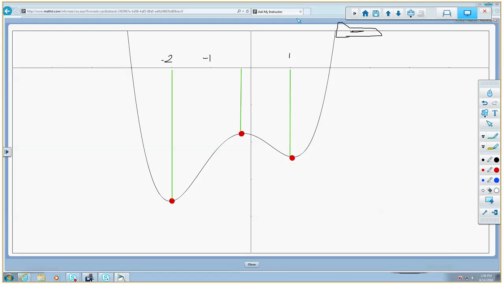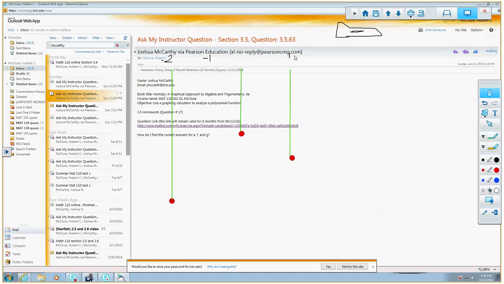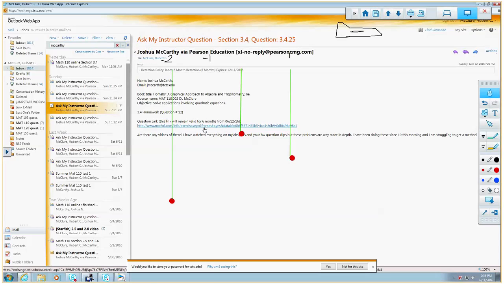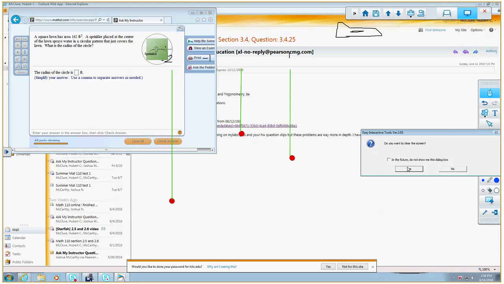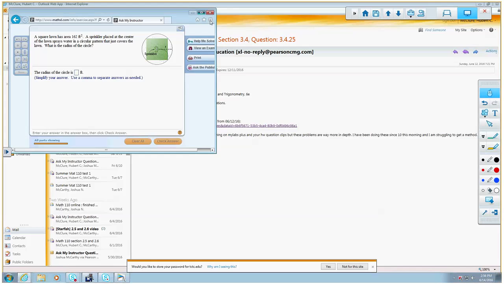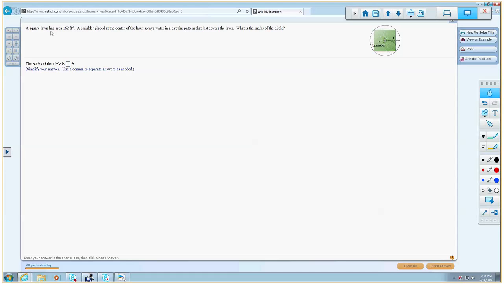Alright, let's try another. I'm going to get rid of this. Next one. This is 3.4, number 12. And this question is asking, a square lawn has an area of 162 feet squared. A sprinkler placed at the center of the lawn sprays a circular pattern that just covers the lawn. What is the radius of the circle?